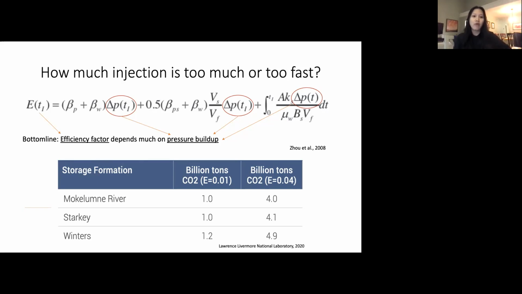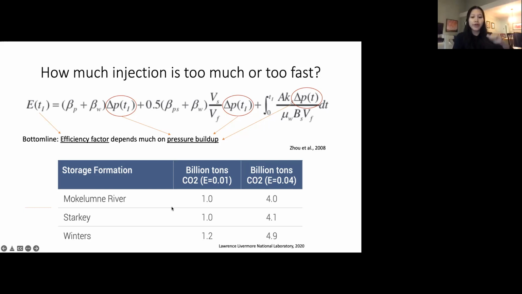And so when it comes to injectivity and dynamic capacity calculation, it has a lot to do with the efficiency factor. As you can see from the formula here, I don't want to ruin your Saturday with formulas, but I just want to point out that it has a lot to do with pressure buildup. And pressure buildup, as I told you earlier when determining the window for CO2 storage, has a lower boundary, which is the overpressure. So we don't want to reach that pressure, and we can calculate that and calculate the efficiency factor.